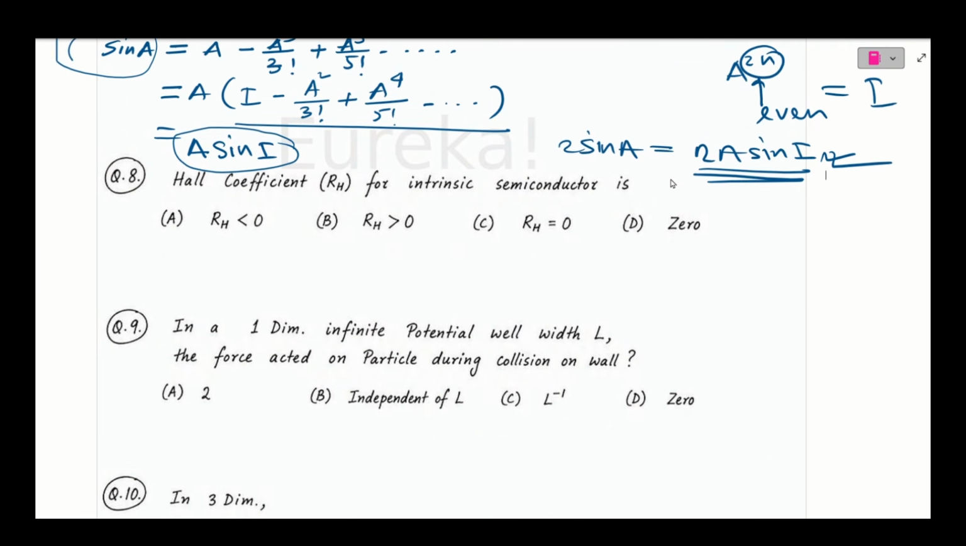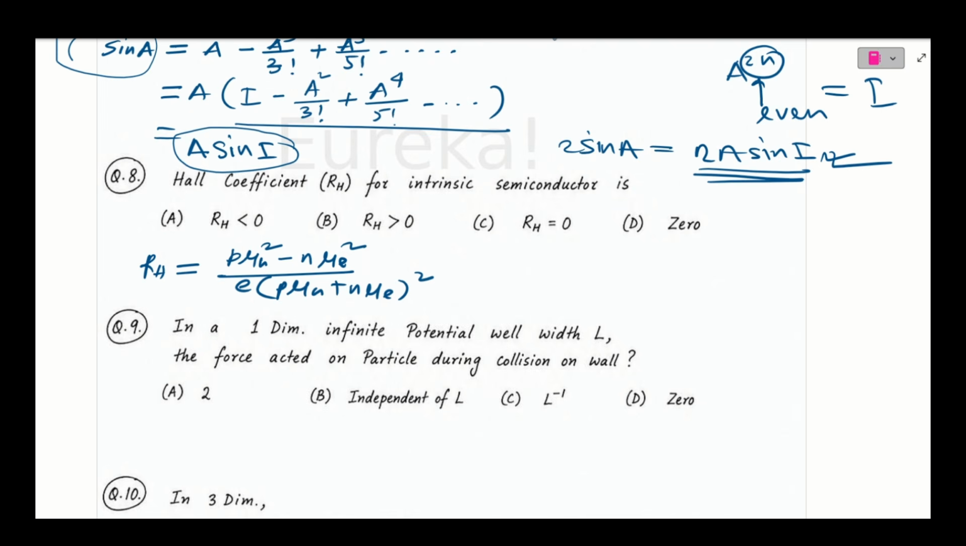Next, Hall coefficient RH for intrinsic semiconductor. Okay, so here the formula is given as RH is P mu H squared minus N mu E squared divided by E into P mu H plus N into mu E whole squared. Fine. So where mu are the mobility, so mu h is the mobility of hole, mu E is the mobility of electron, n and p are the concentration of electron and hole.